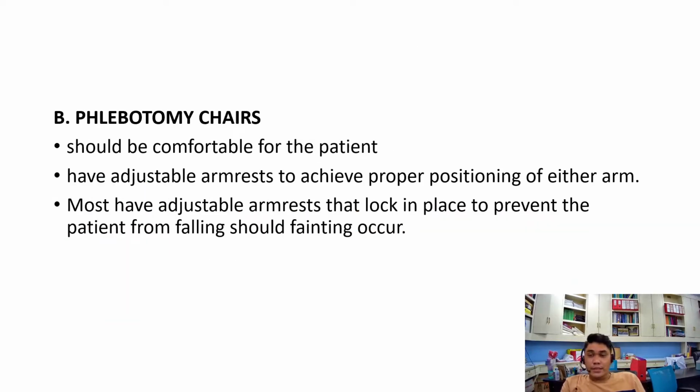Then next, you have phlebotomy chairs. So phlebotomy chairs should be comfortable for the patient and have adjustable armrests to achieve proper positioning of either arm. And most have adjustable armrests that lock in place to prevent the patient from falling should fainting occur. So another important piece of laboratory furniture in a phlebotomy area is the phlebotomy chair. Okay, and it should have an armrest so that you can get the proper positioning of the patient's arm.